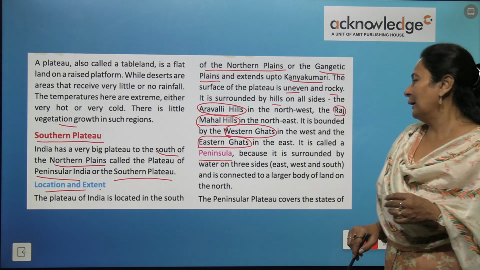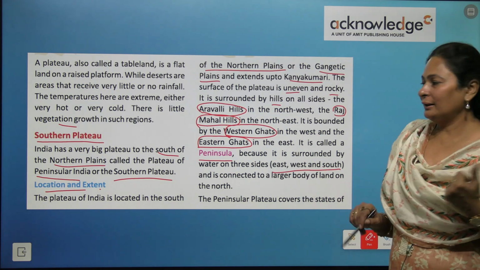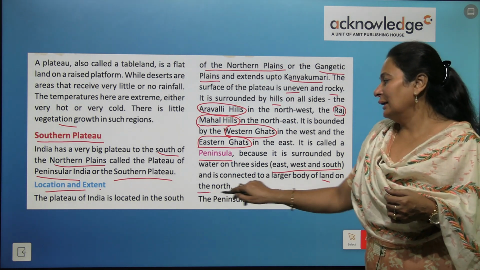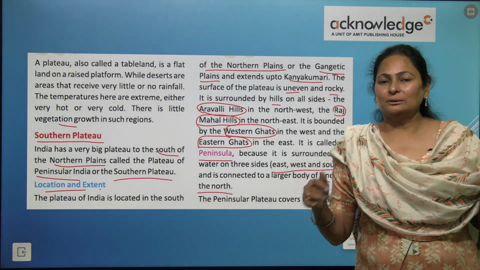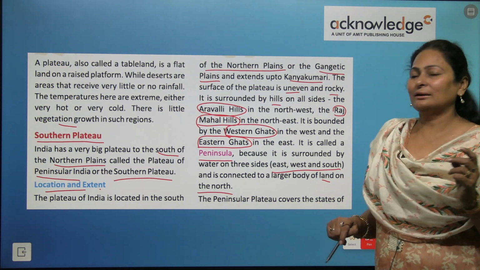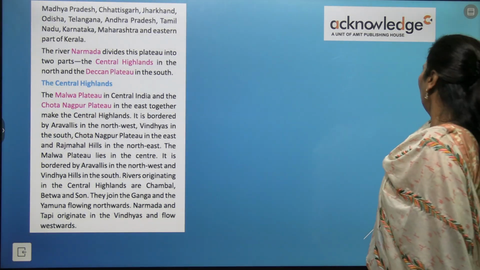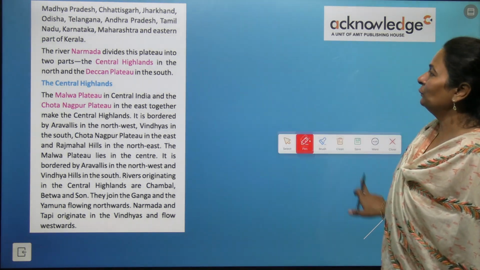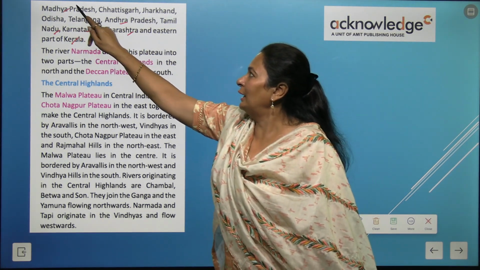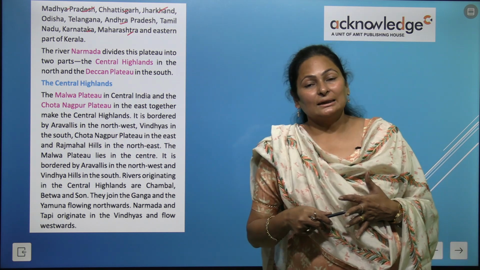It is called a peninsula because it is surrounded by water bodies on three sides: east, west, and south. It is connected to a larger body of land on the north. It is covered with water on the three sides, in the east, west and south, whereas in the north it is a large area of land. The peninsular plateau covers the states of Madhya Pradesh, Chhattisgarh, Jharkhand, Odisha, Telangana, Andhra Pradesh, Tamil Nadu, Karnataka, Maharashtra and eastern parts of Kerala. These states are part of the southern plateau.